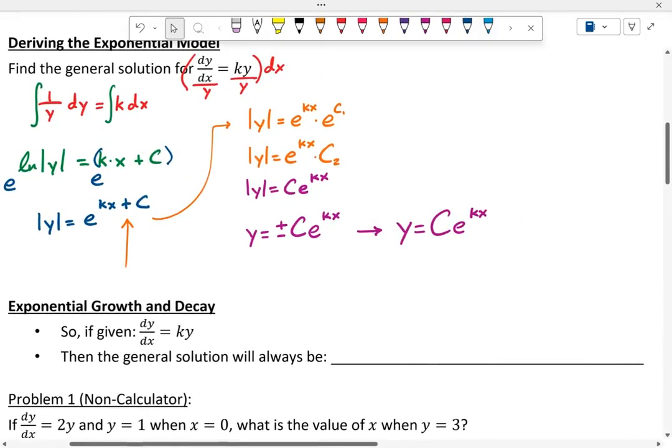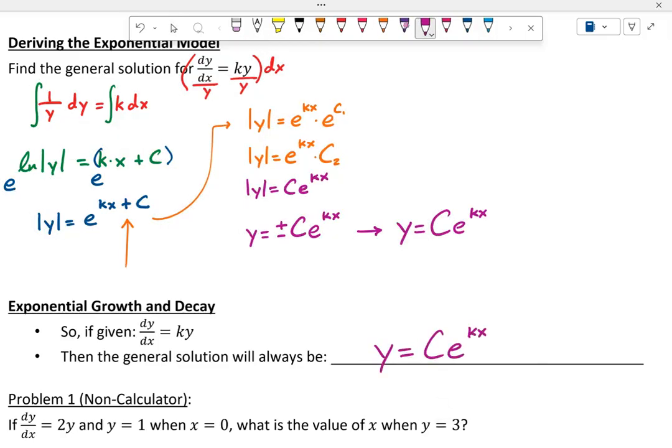So right down here, exponential growth and decay. If given dy over dx equals k times y, then the general solution will always be y equals c e to the kx. That is our directly proportional situation, which then gives us an exponential equation as our solution. And it will either be exponential growth or exponential decay.